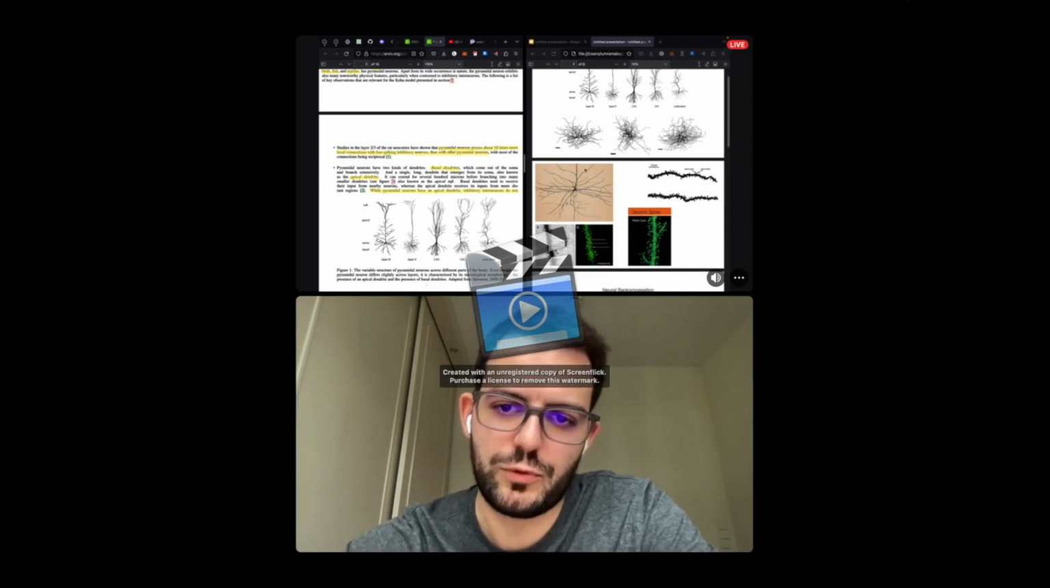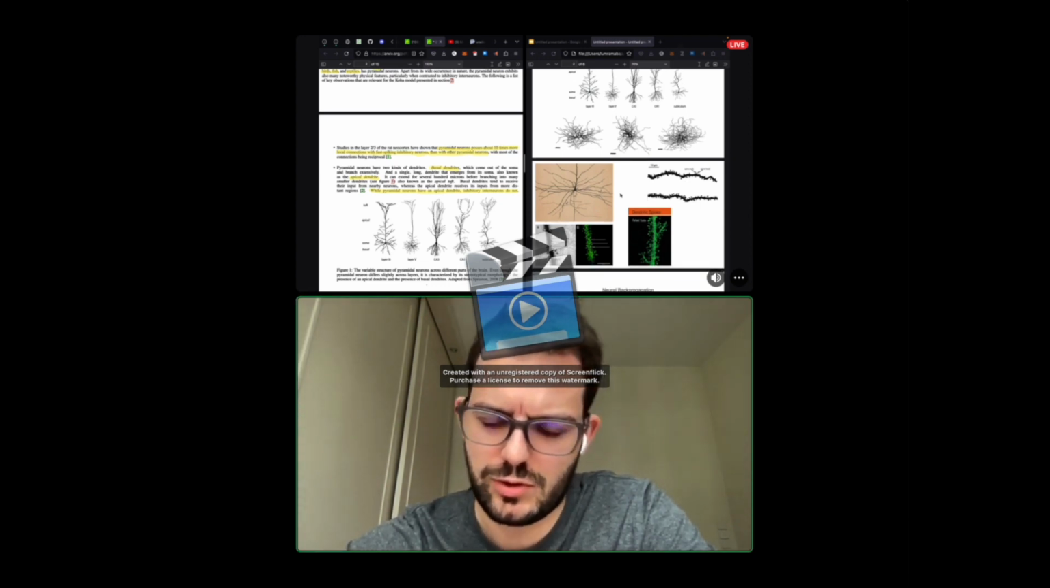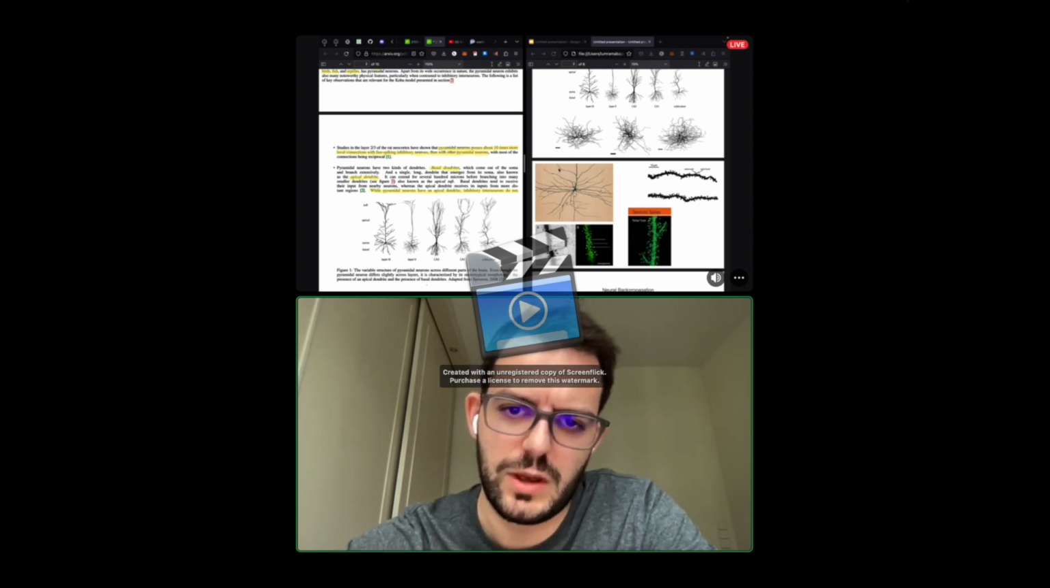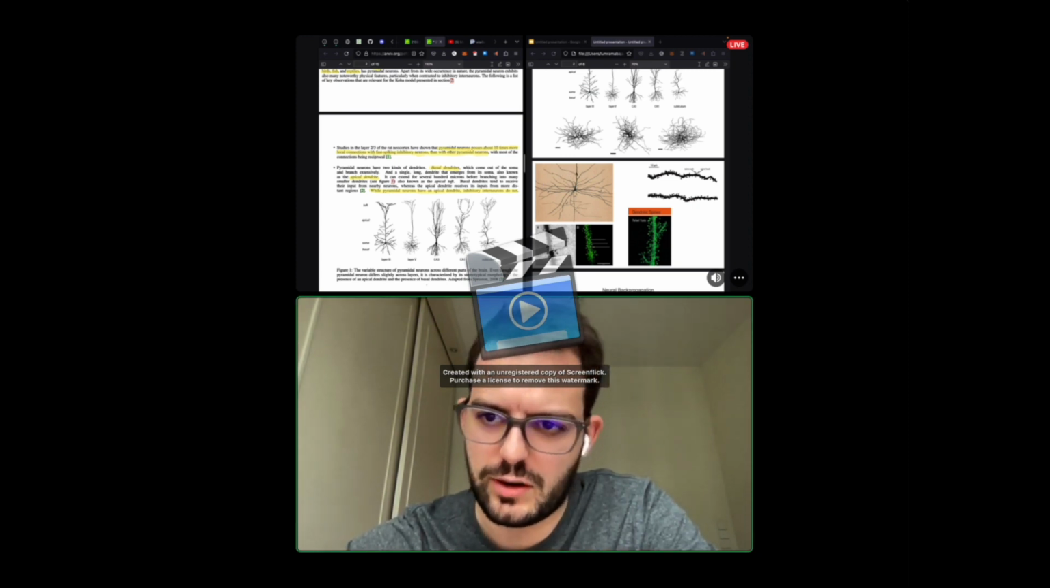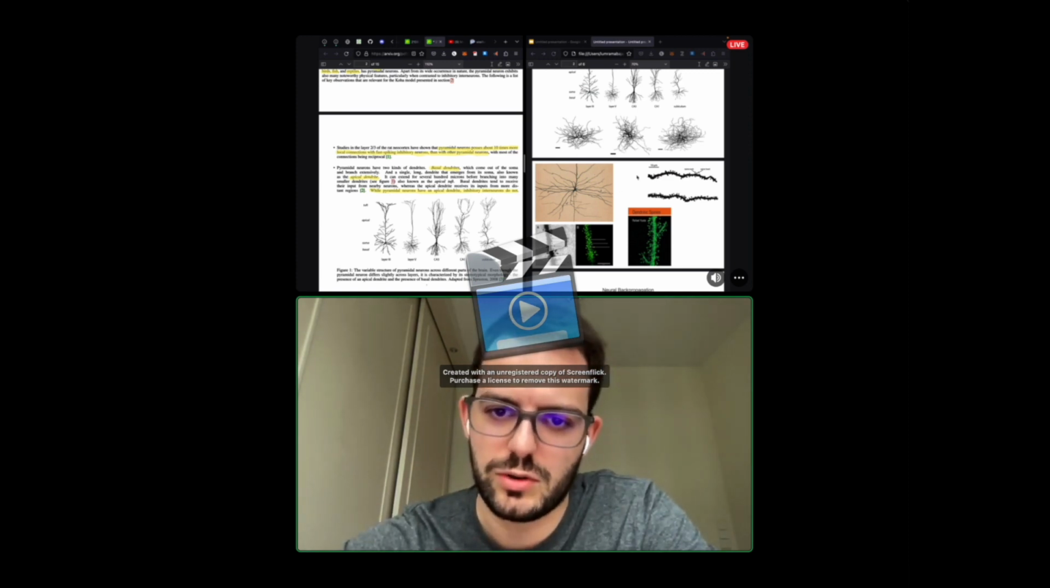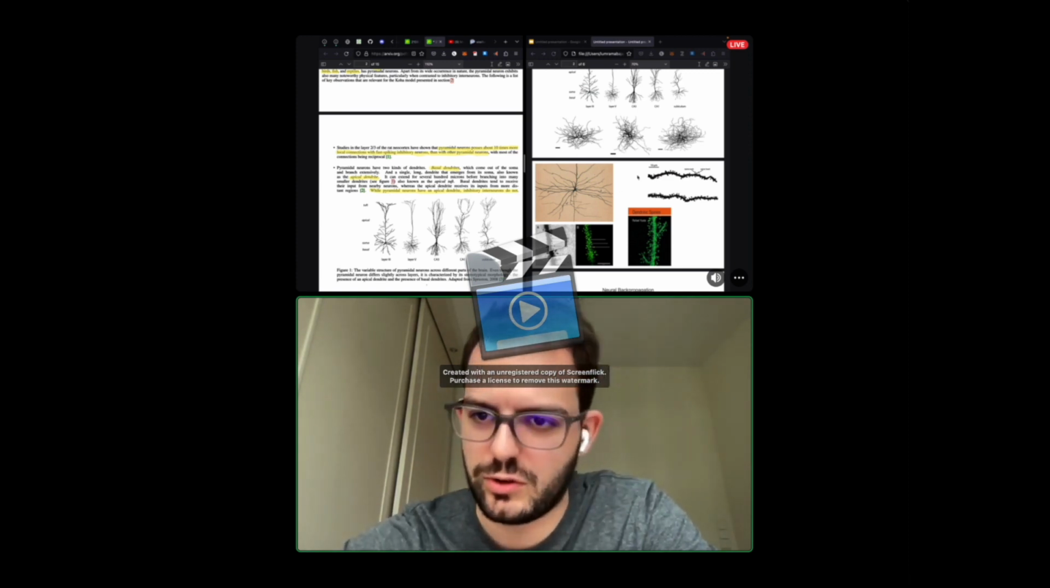These were first observed by Ramon Cajal, or Cajal, I'm not sure how it's pronounced. At first, it was believed that it was just an artifact from the staining techniques used back then. But later, scientists realized these are actual components of the neuron.